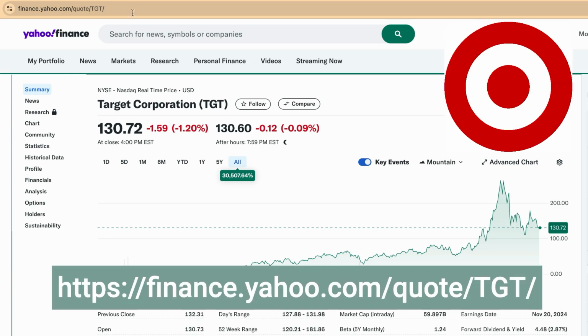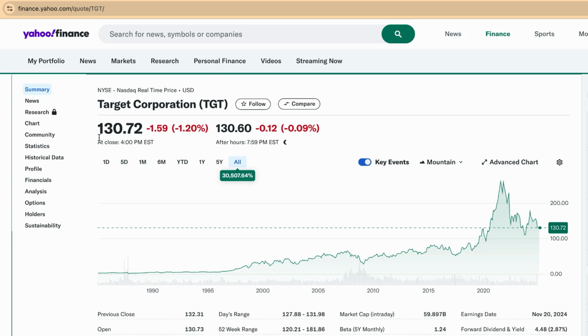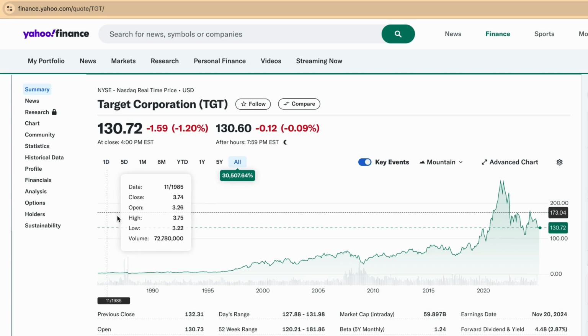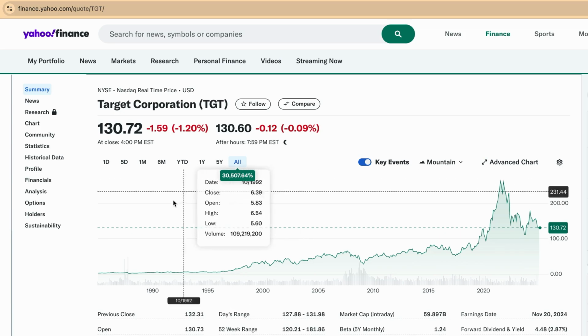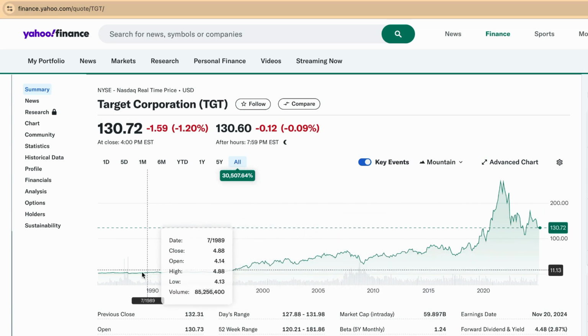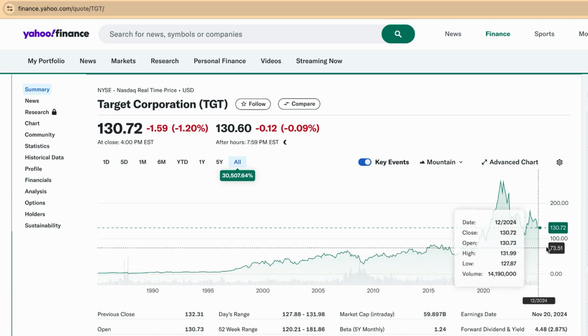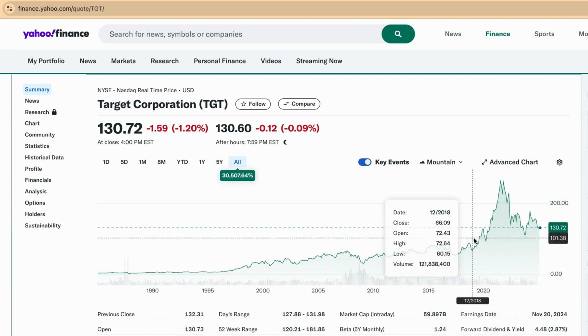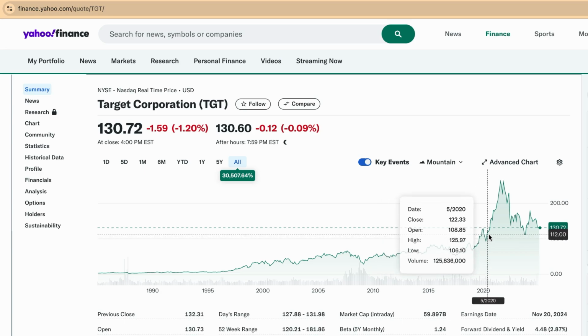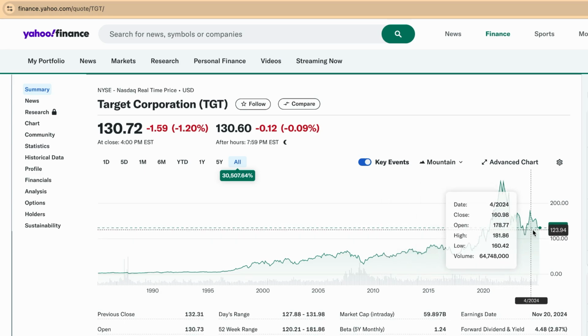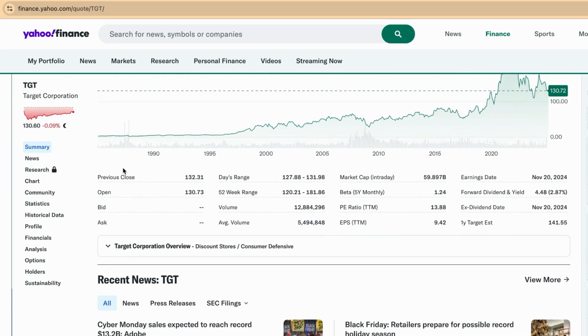Now, for this example, we are choosing the Target Corporation, ticker symbol TGT. And in this view, you will see its close price at $130.72. So at the end of the day, this is the last price that it closed at. And you see the chart here. If you click on all, you will see its prices from when it started trading up until today. And you will see its trend line going up for a certain period of time and maybe down a little bit.